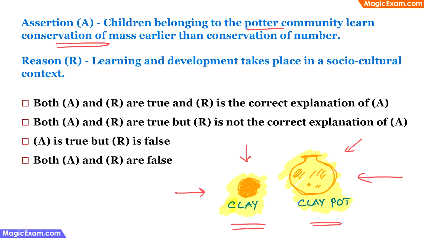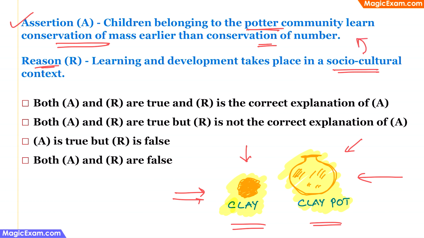So here the assertion is saying that the children belonging to the Potter community will learn about conservation of mass before they learn conservation of numbers. So conservation of numbers is something that they will learn in school. So why is this? Because the children can actually see the pots being made in their house, which means that the socio-cultural background, right, the social background and the cultural background of the child is actually teaching the child that conservation of mass happens in this way. So the assertion A is correct, right? Because a potter's child will learn how pots are being made. And the reason that learning and development takes place in a socio-cultural activity is also absolutely correct. And this supports the assertion.